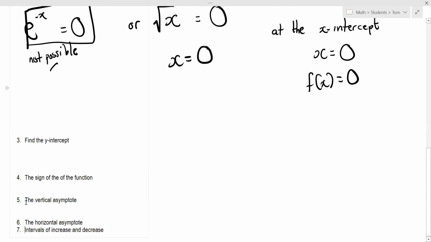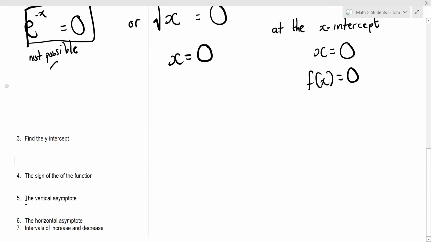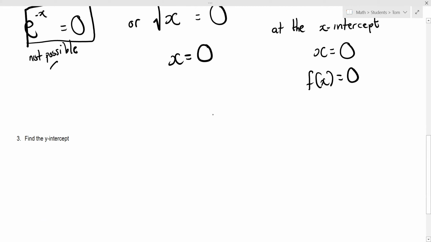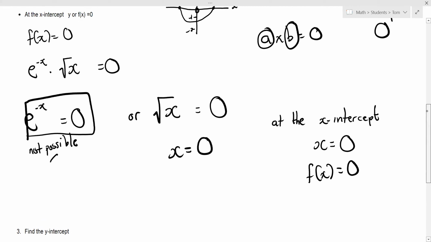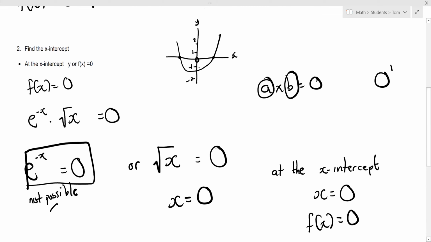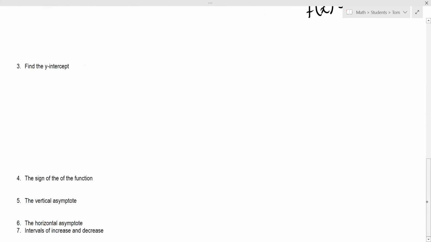Now find the y-intercept. Again, if we go back to this graph, at the y-intercept, x is now 0. So this is where this curve will cross the y-axis, and at the y-intercept, x is equal to 0.